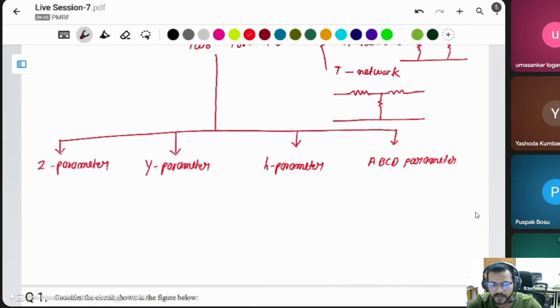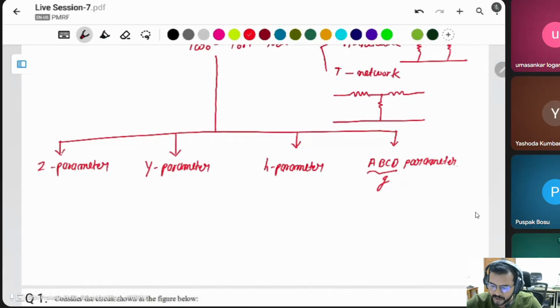No, Z parameter. In the lecture videos, sir has explained Z parameters, Y parameters, H parameters, and the G parameters. Then ABCD and G parameter, both are the same, sir. ABCD and G both are a transmission parameter, for the transmission line.